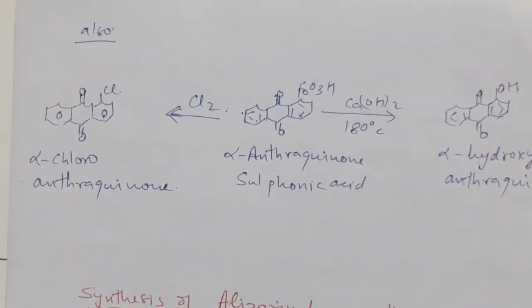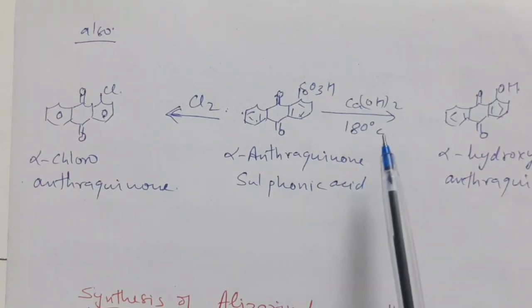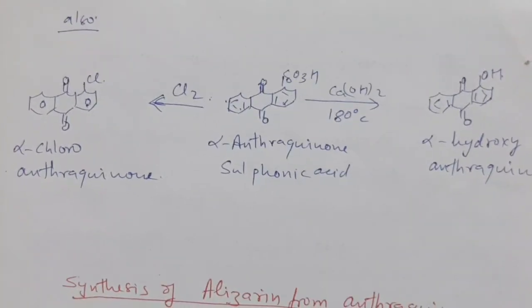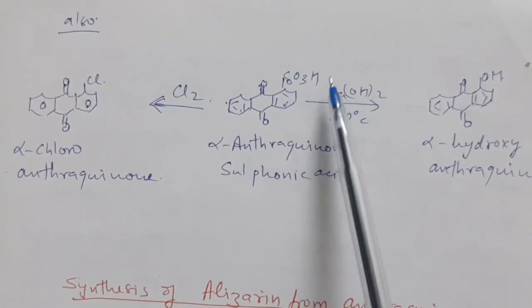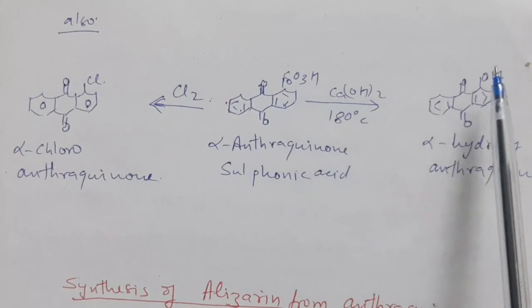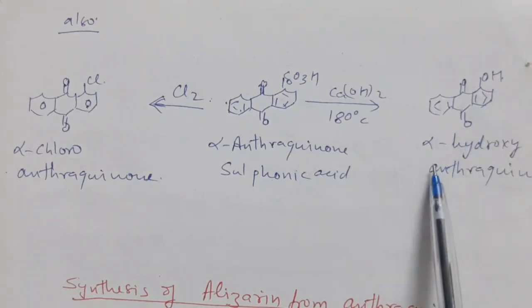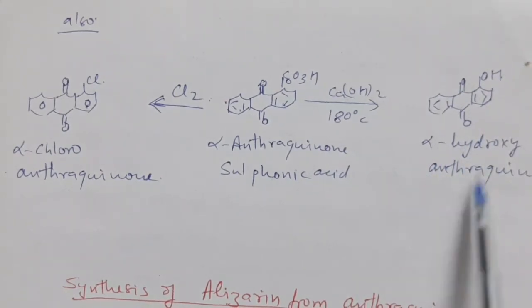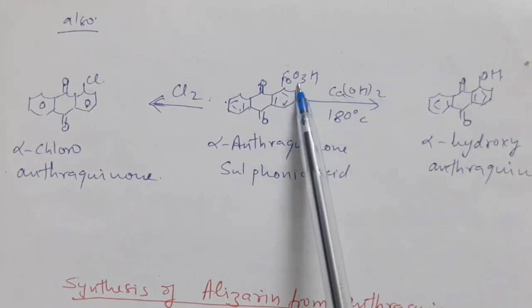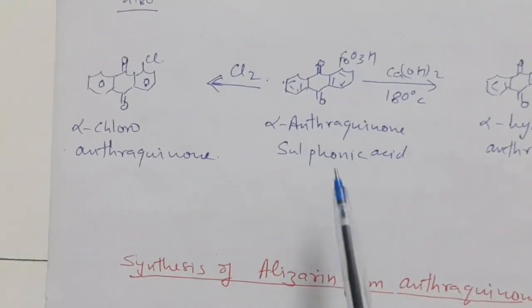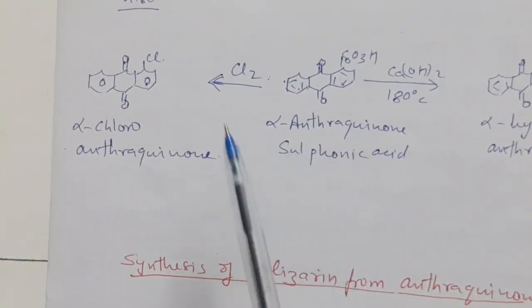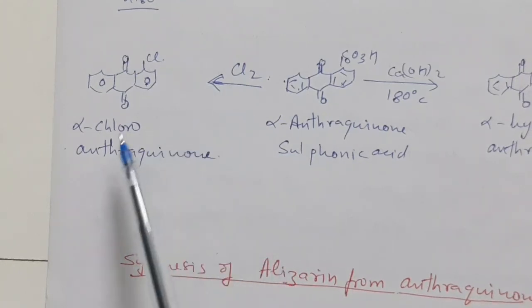Alpha-anthraquinone sulfonic acid can also react with calcium hydroxide. If it reacts with calcium hydroxide at 180 degrees centigrade, the sulfonyl group is replaced by the OH group and we get alpha-hydroxyanthraquinone. OH minus substitutes the sulfonyl group and it is known as a nucleophilic substitution reaction. Similarly, alpha-anthraquinone sulfonic acid, if it reacts with chlorine, then we get alpha-chloroanthraquinone.